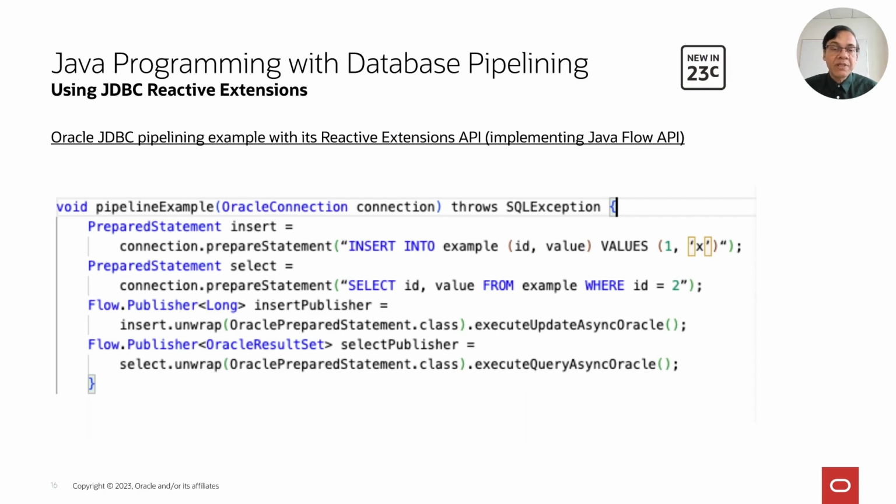Let us see an example and a code sample of how to use JDBC reactive extensions. Suppose you have two commands that you want to send to the server, insert and select. Using the async calls, you can create the flow publishers for both those calls. And then the driver can send them one after another without waiting for responses. Later on in the application, you come back and subscribe to them whenever you want to get the results. So again, you don't have to make any code changes to leverage pipelining. It is transparent.